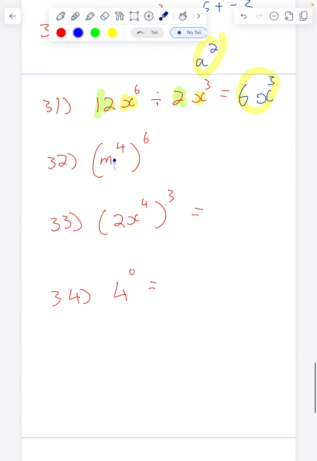Now this is another law of indices. If you've got a power raised to another power, you know that you need to multiply your powers together. So 4 times 6 gives you 24. So you get m to the power of 24 is the answer for this one.